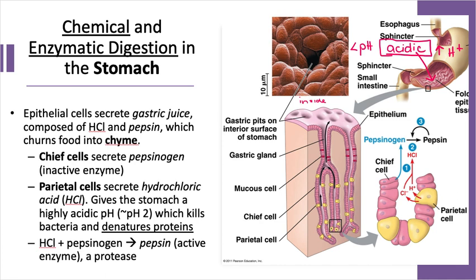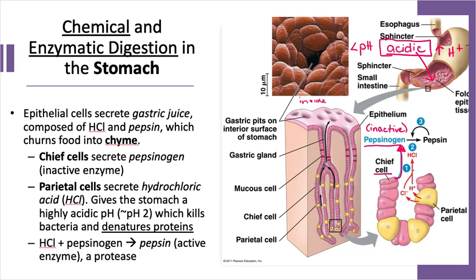So our chief cells secrete an inactive enzyme called pepsinogen. And by itself, this is an inactive enzyme. All right. Then we have parietal cells that secrete hydrochloric acid. It uses a proton pump to push protons into this space, and it also pumps out chloride ions. The protons and chloride ions form hydrochloric acid, which is what makes the stomach so acidic.